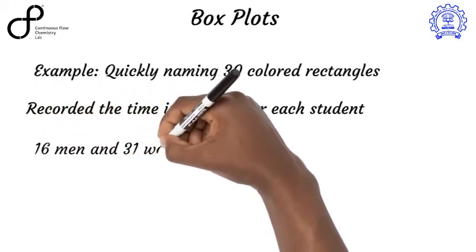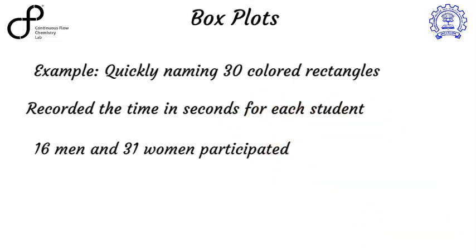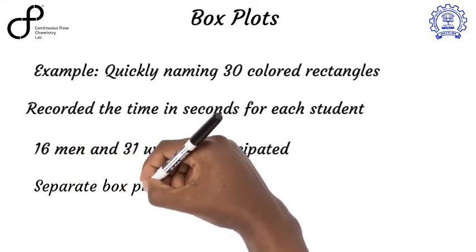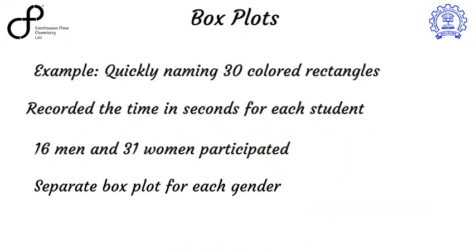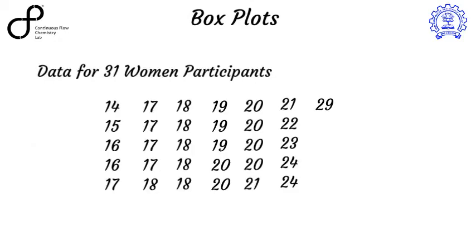We'll compare the scores for the 16 men and 31 women who participated in the experiment by making separate box plots for each gender. Such a display is said to involve parallel box plots. Here is the data obtained for the 31 women participants.